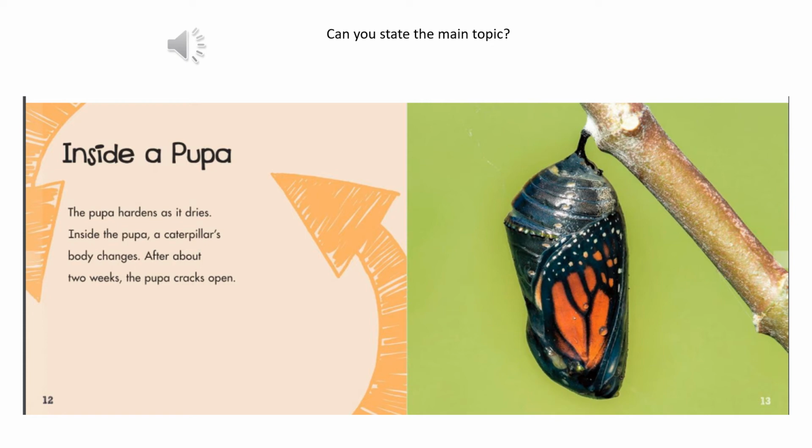Inside a pupa. The pupa hardens as it dries. Inside the pupa, a caterpillar's body changes. After about 2 weeks, the pupa cracks open. Can you state the main topic? Think about what has been repeating.